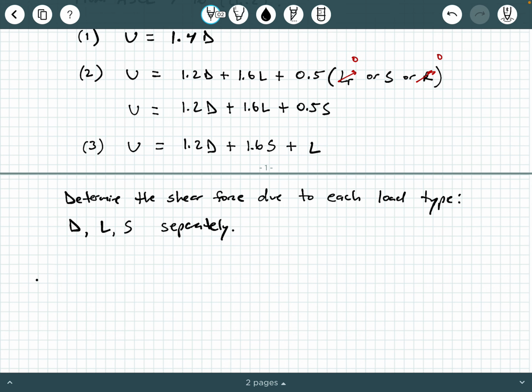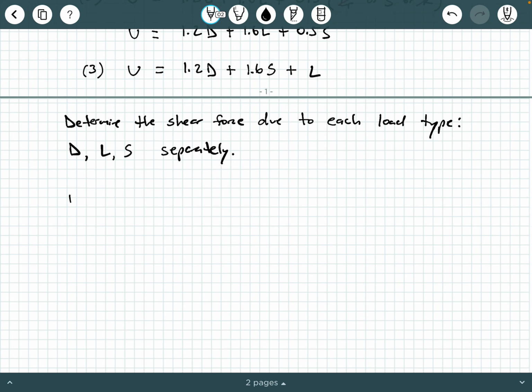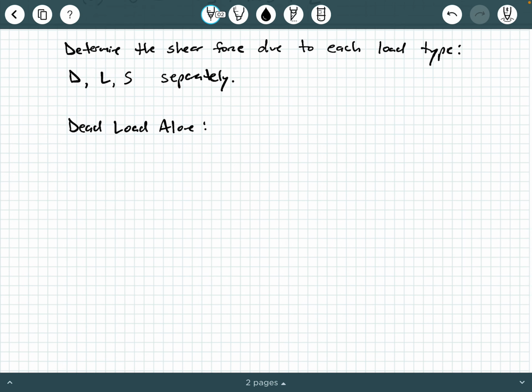Okay, so let's do this one at a time. So let's look at dead load alone. I'm going to go ahead and draw a free body diagram of our beam due to the dead loads alone. All right, so we have our pin here. We have our roller here, and we call these A and B.